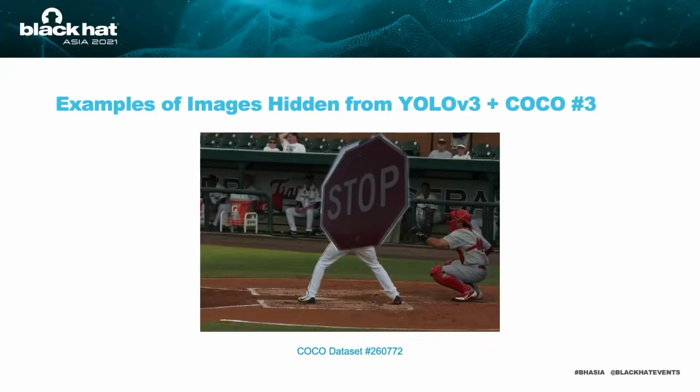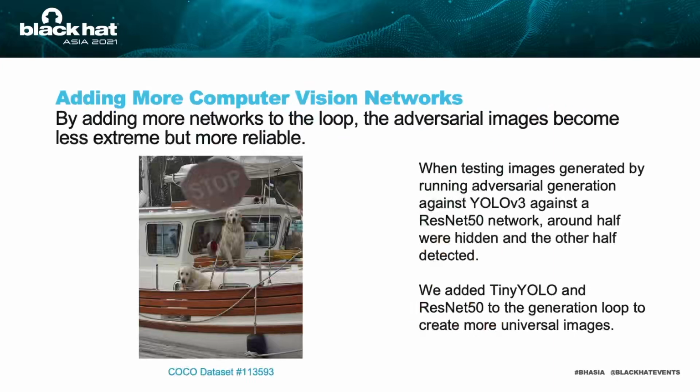Similarly, sporting events, people playing sports, people themselves are very high correlation, but things like baseball gloves, baseball bats, chairs, they're not. So putting a stop sign over a scene of sports will also hide it. However, this is only for a single network. What we did then is we added more networks in.